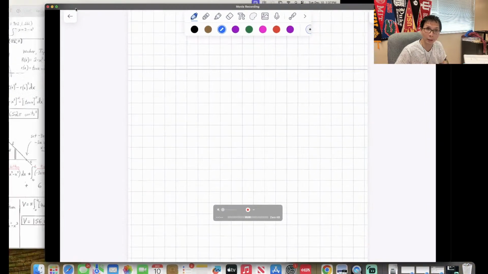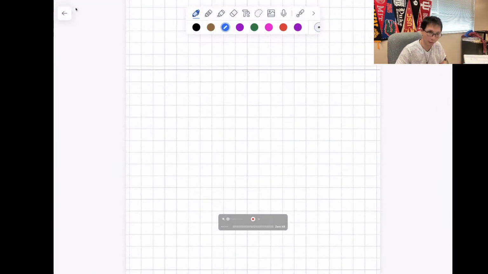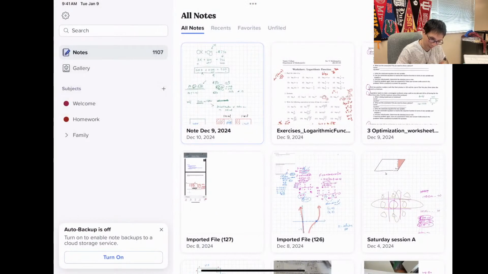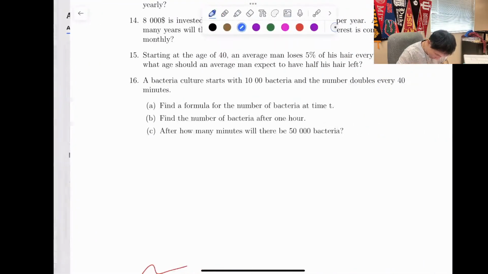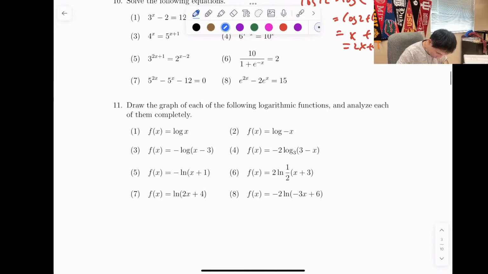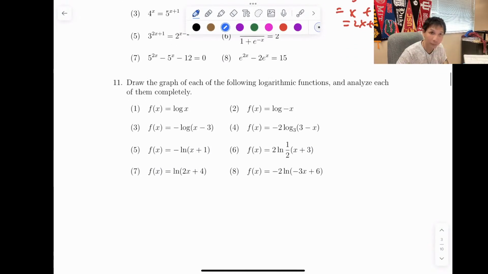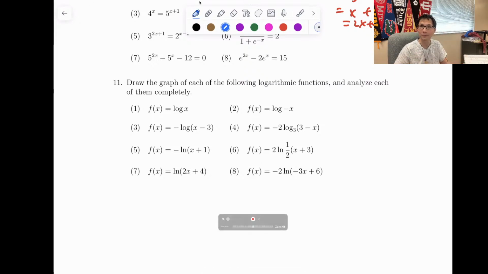So, okay. We are gonna pick a question from the logarithm worksheet right here. Huh? You see a nice valley?